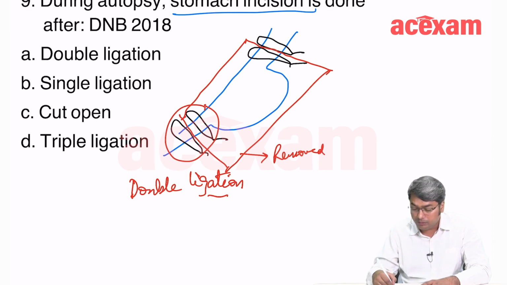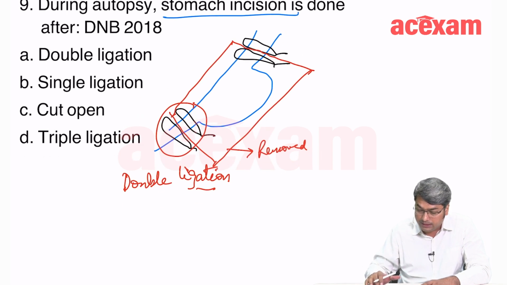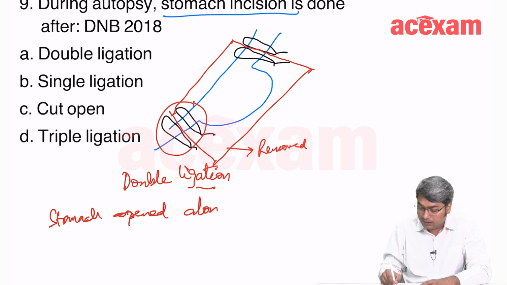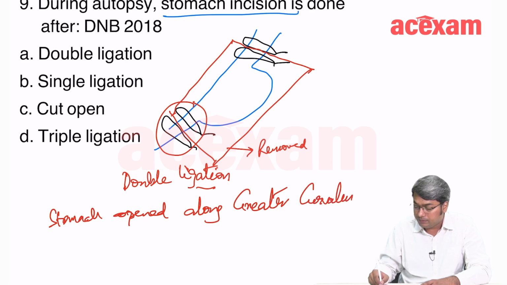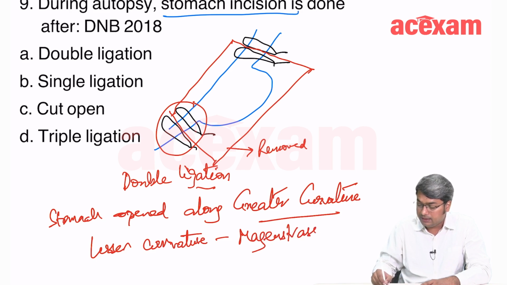So, that is why this is known as a double ligation technique, and after removal the stomach is dissected. The stomach is opened along the greater curvature, because in the lesser curvature there is a passage known as Magenstrasse, and that is the route which is followed by poison. Poison goes by this route.